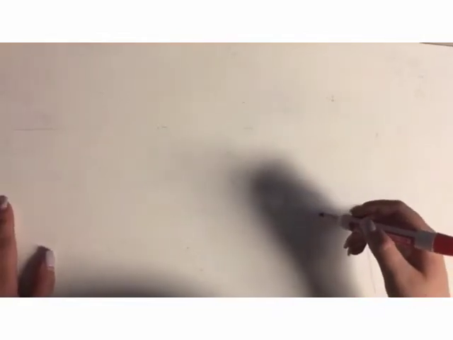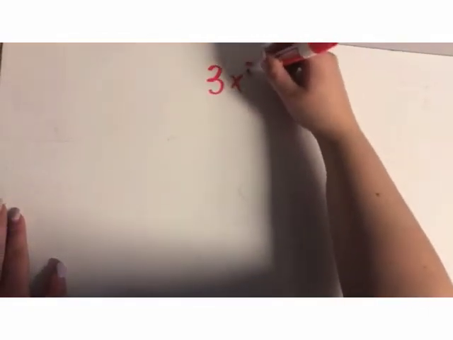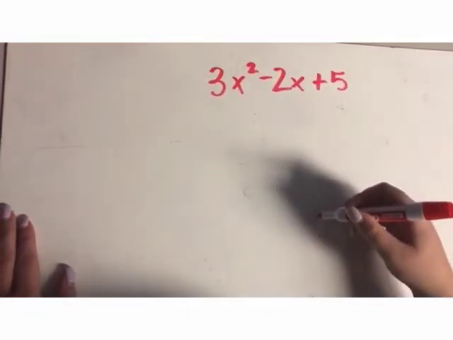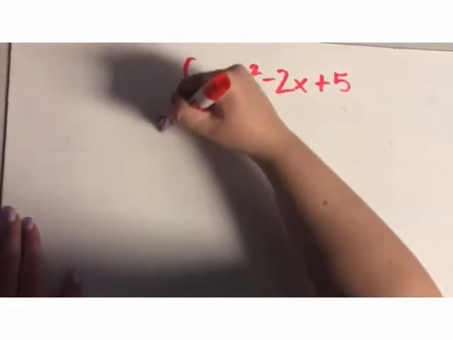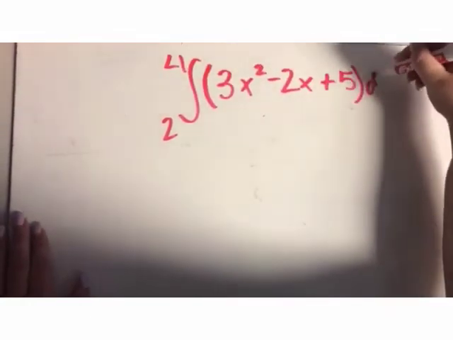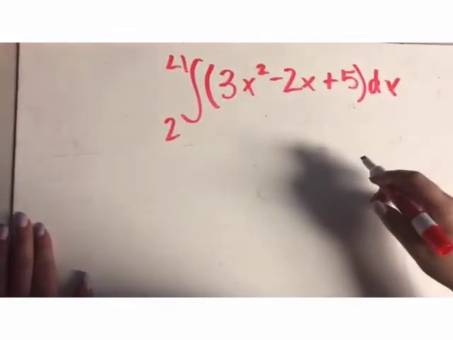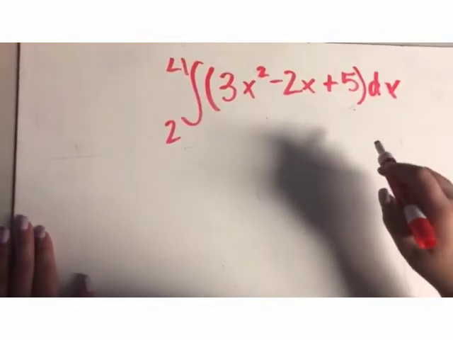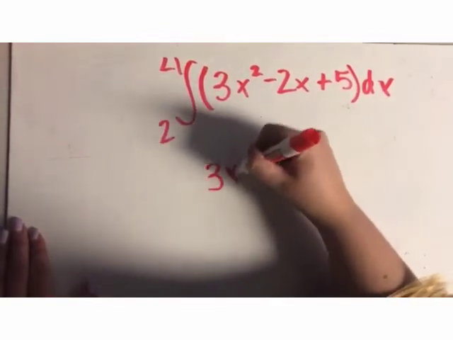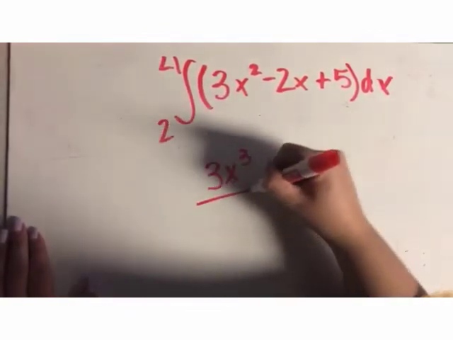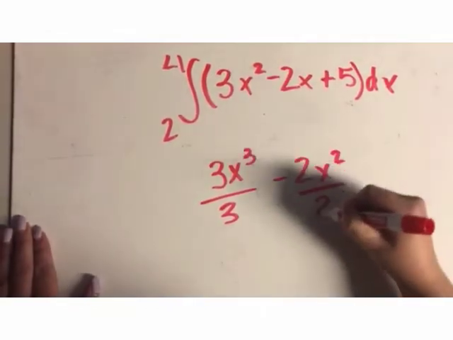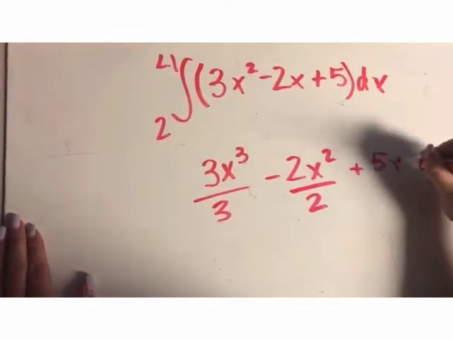Here's an example. We will use the function 3x squared minus 2x plus 5, and we want to find the area under this function from, let's say, 2 to 4, which will be a and b respectively. First, we will find the general function by taking the indefinite integral. So we'll get 3x to the third divided by 3 minus 2x squared divided by 2 plus 5x.